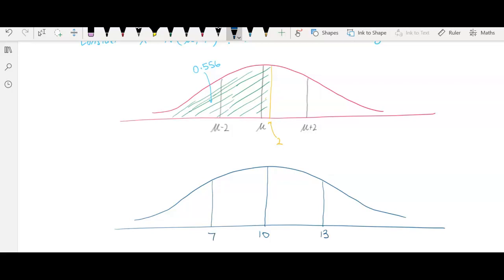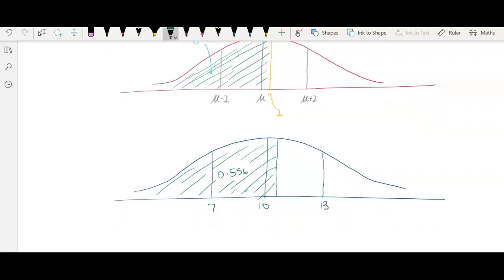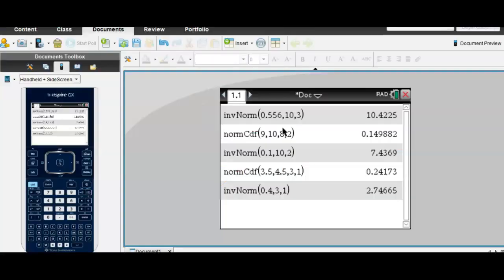All right. Now I'm going to find out for an area of 0.556 where that would leave me. Now I know it's going to be here somewhere. So I'm going to go for 0.556 in here, and I know that through inverse normal, putting this area in with 10 and 3, I'm pretty confident I can arrive at that value there. So let's go and find that out and see if that helps us any.